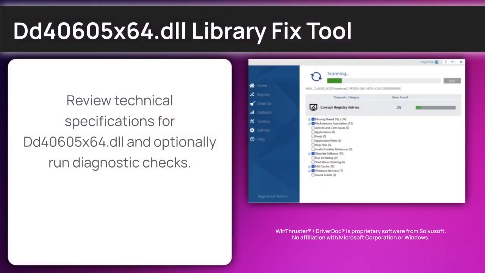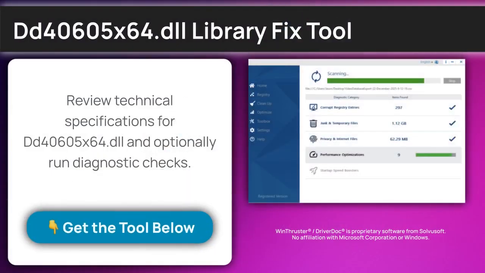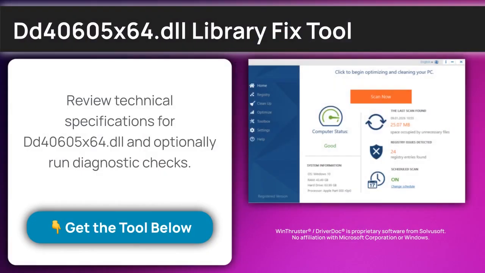Before we start the detailed troubleshooting for dd40605x64 module, you can try the official utility to assist with system-level review.